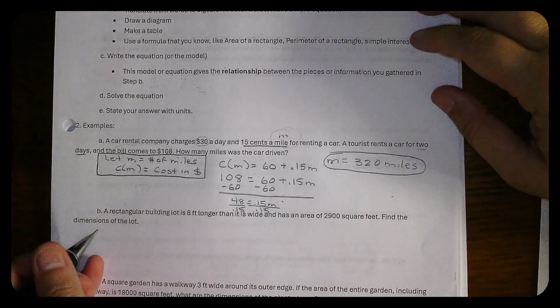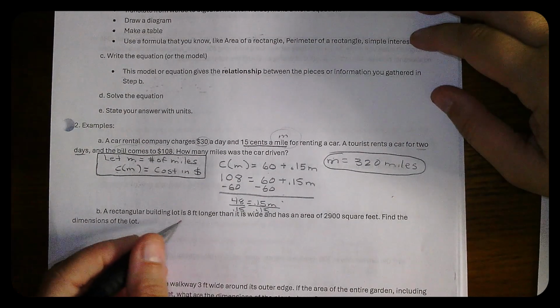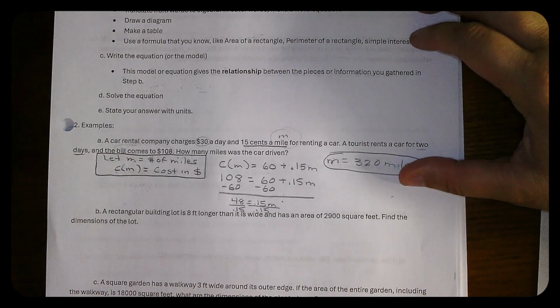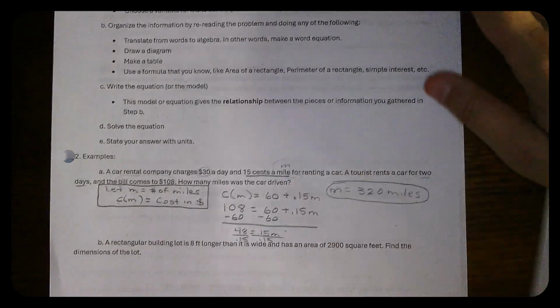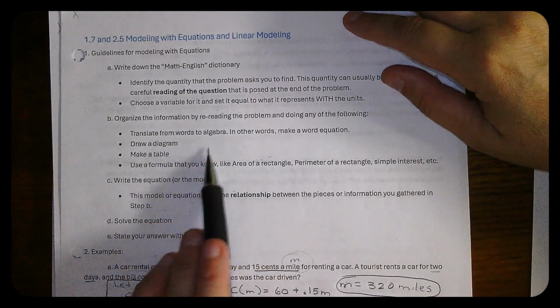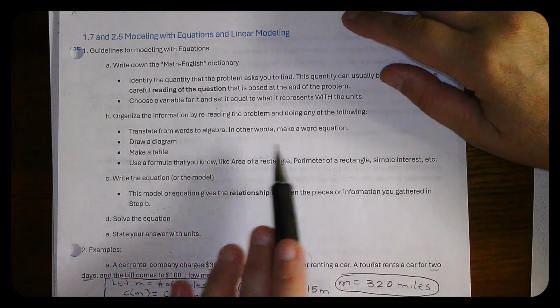Okay, the second one says a rectangular building lot is 8 feet longer than it is wide, and it has an area of 2,900 square feet. Find the dimensions of the lot. Okay, so this is a different situation. So right here where it says organize the information, the first one, I didn't draw a picture. I was just trying to relate the two things, miles and cost.